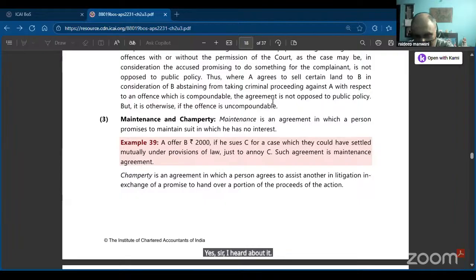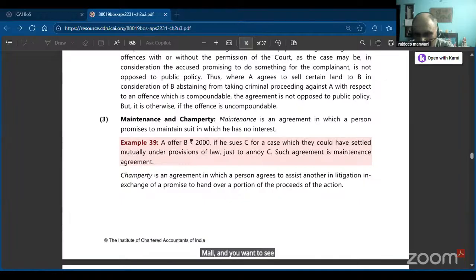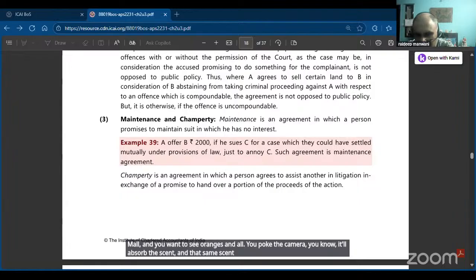Online slapping. There is an attachment which is given to you, which you put into your computer. It has a dome. It also has an artificial hand. The dome is there for smells. They have certain chemicals. So suppose you want to go to a mall and you want to see oranges and all, you poke the camera and all, it will absorb the scent and that same scent will be transmitted and the dome will release the scent. So they are smelling computers.